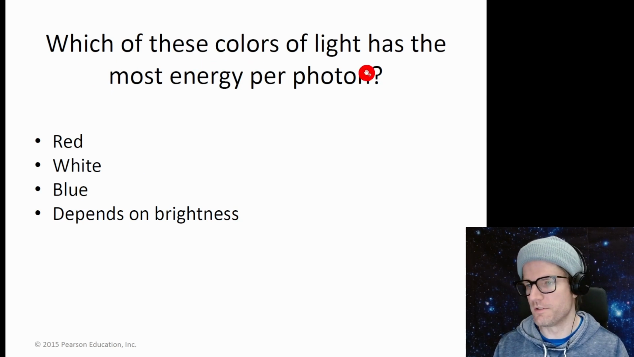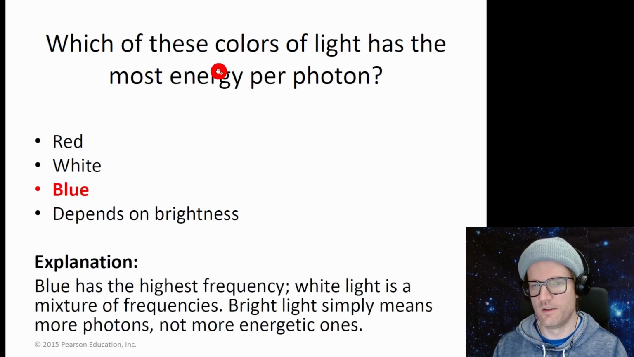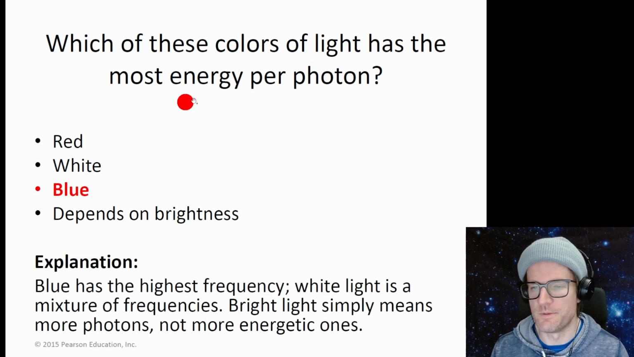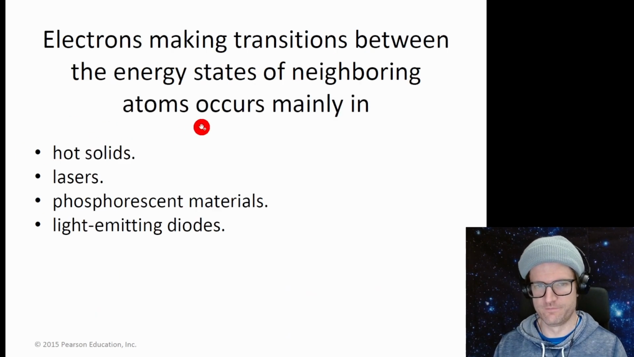Which of these colors of light has the most energy per photon? Well, white doesn't have a single photon energy. It's all the colors of the rainbow. It doesn't depend on brightness. Blue is shorter wavelength, higher energy, so red is not the answer. Most energy per photon, of course, is blue. Red has lower energy per photon.